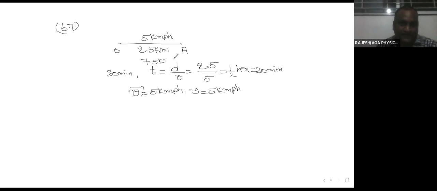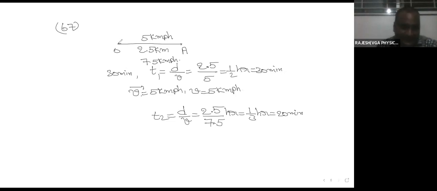So, return journey, what is the time taken? T2 is equal to distance by speed again. That is 2.5 by 7.5 hours, that is 1/3 of an hour. That is 1/3 of 60 minutes, which means 20 minutes. That means at 50 minutes he is exactly at 0. That means average velocity 0, displacement 0.